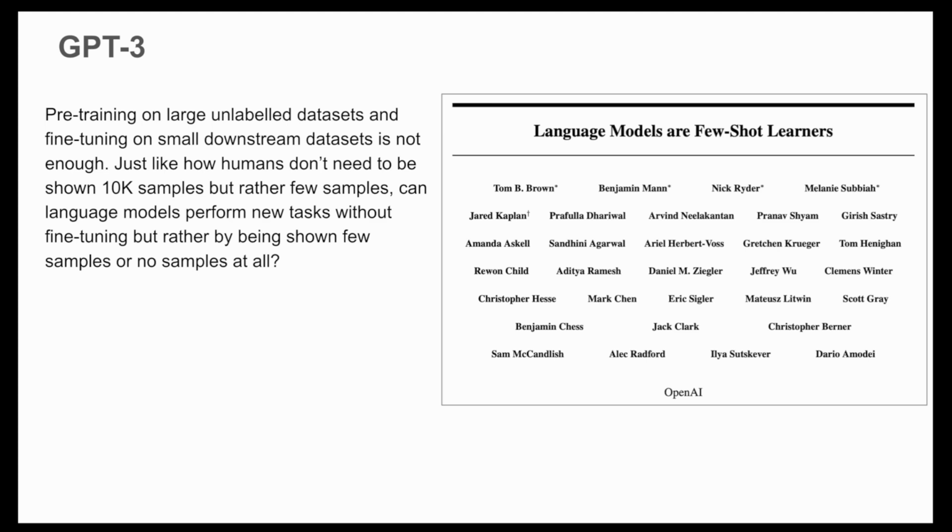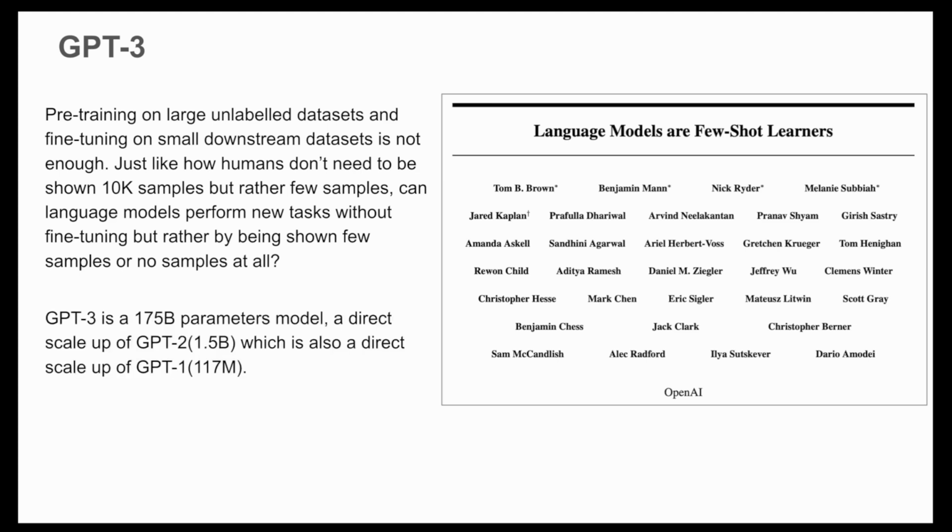Pre-training on a large unlabeled dataset and then fine-tuning on a small downstream dataset is not enough. The claim was that we humans don't need to be shown 10,000 samples to perform a particular task. Sometimes we need a few samples, or sometimes we don't need any sample at all. So people at OpenAI tried to design a language model that can perform new tasks without requiring fine-tuning, without requiring you to collect fine-tuning datasets, but a model that can be prompted with few samples or no samples at all.